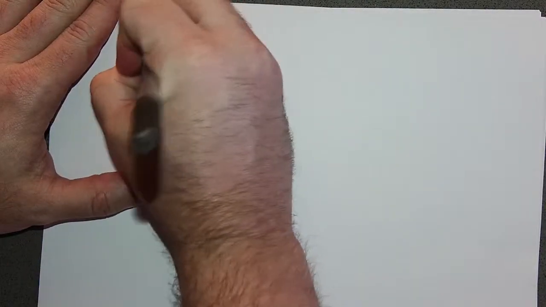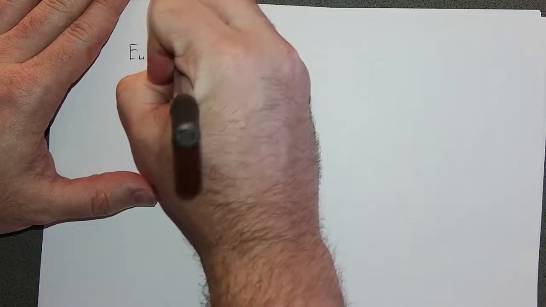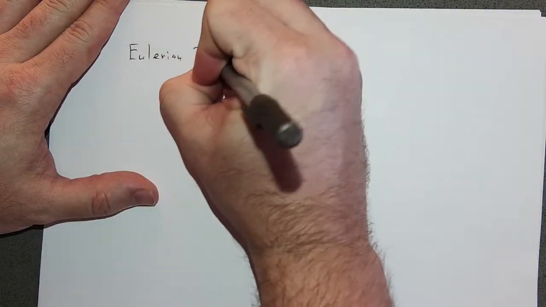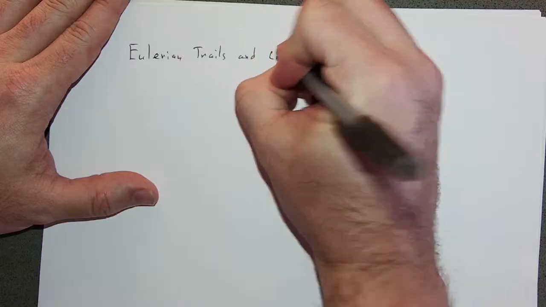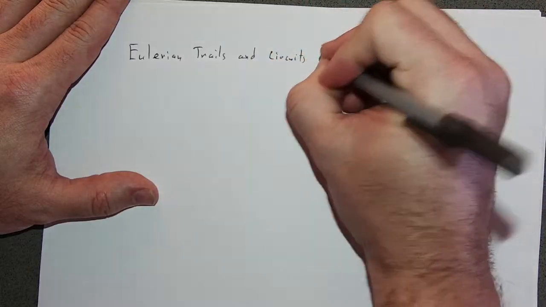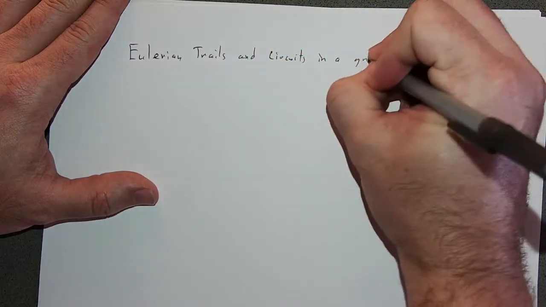Using this analogy with the Koenigsberg bridge problem, this idea of a perfect route in a graph leads us to the idea of Eulerian trails and circuits in a graph G.